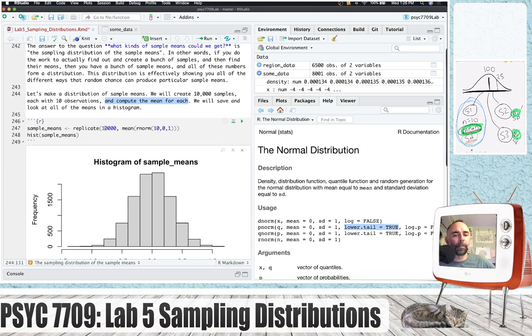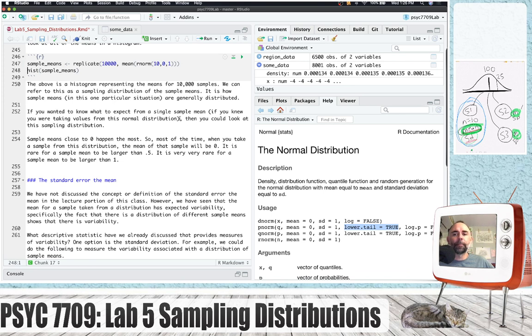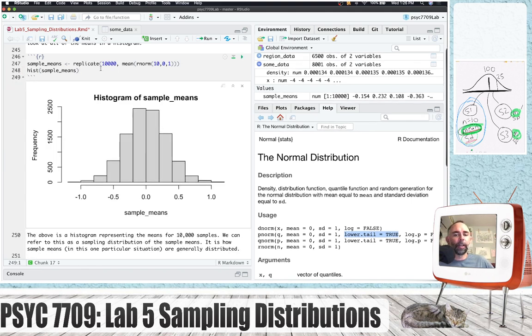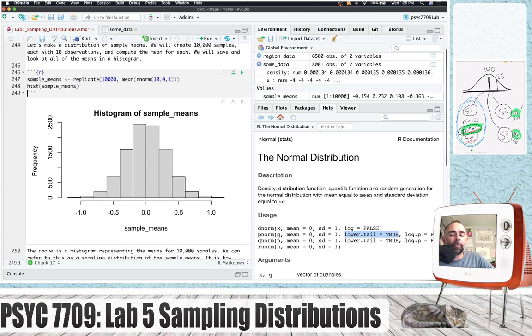We're going to use the replicate function to do something 10,000 times. In this case, we're just going to take the mean of a sample from a normal distribution that has 10 observations, mean 0, standard deviation 1. So put all of these things into sample means, and they are right here. As you can see, there's 10,000 sample means. That's a lot to look at, so I'm just going to throw them into a histogram. Now we can look at the histogram, and this histogram is basically what I'm talking about when I refer to a sampling distribution.